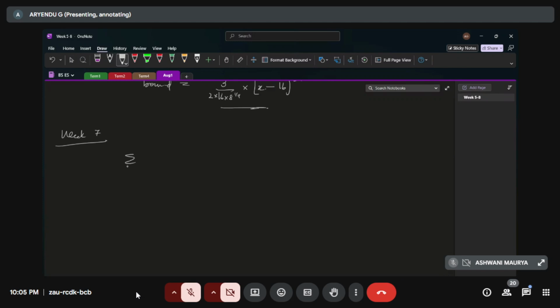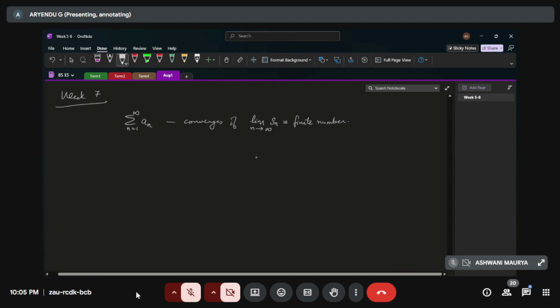So we have a series, sigma n is equal to 1 to infinity a_n. This thing converges if the limit as n tends to infinity of the sum of the sequence is any finite number. That is the basic idea for the convergence of a series.